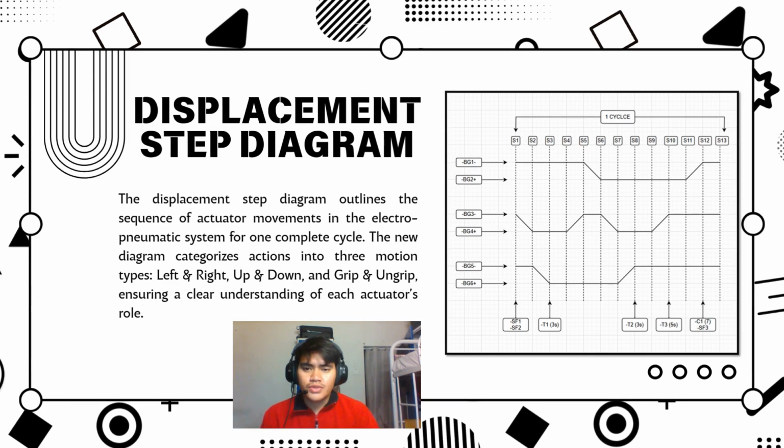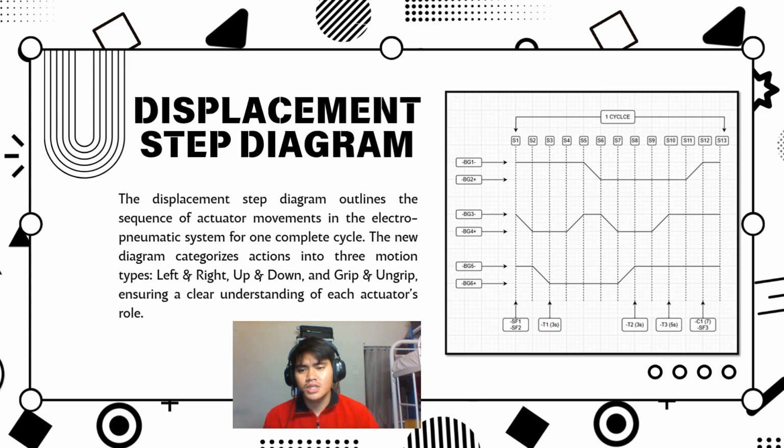Coordinate motion control using displacement step diagram. The displacement step diagram outlines the sequence of actuator movement in the electro-pneumatic system for one complete cycle. The diagram categorizes action into three motion types: 1. Left and right, 2. Up and down, and 3. Grip and ungrip, ensuring a clear understanding of each actuator role. Key components: actuator grouping, steps S1 to S30, timing and delay, and sensors.